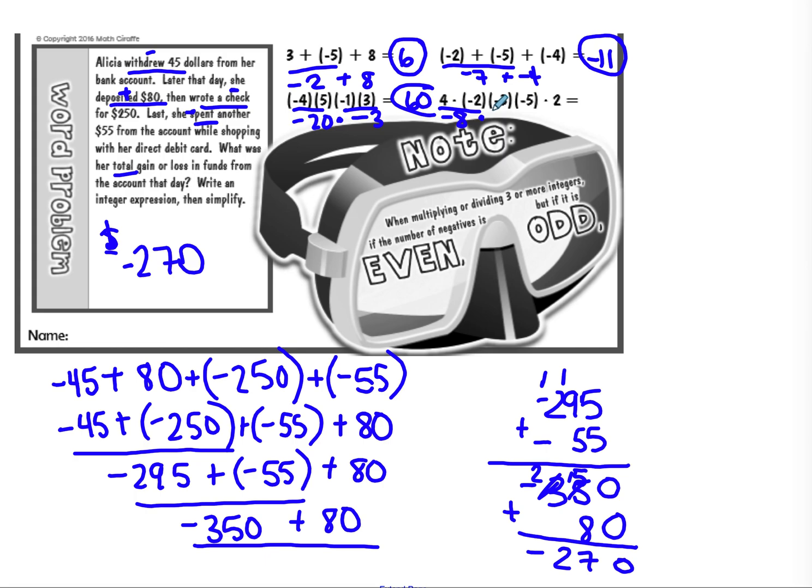Times, I'll go ahead and multiply these next two. Negative 3 times negative 5 would be a positive 15, same sign as positive, times this 2 at the end. Okay, so now I'm going to do this 15 times 2.